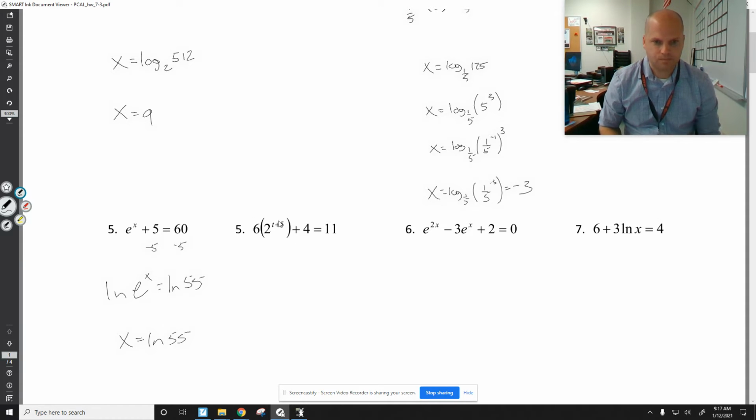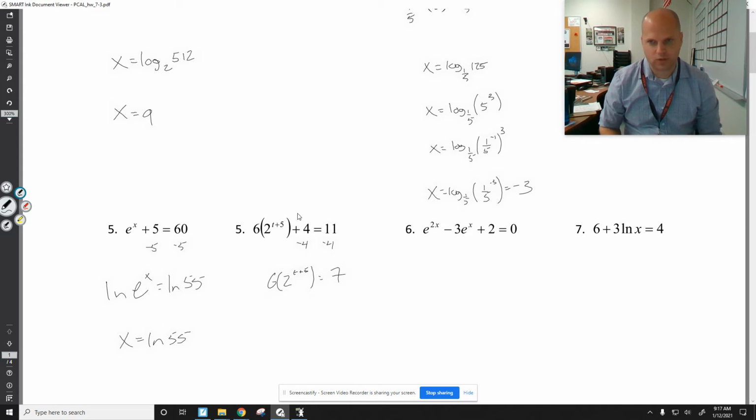The other number 5, again, if it's like 6x plus 4 equals 11, what would you do first? Get rid of the 4 first, then get rid of the 6, and then solve for x. Well, same here. Subtract the 4. I get 6 times 2 to the t plus 5 equals 7.